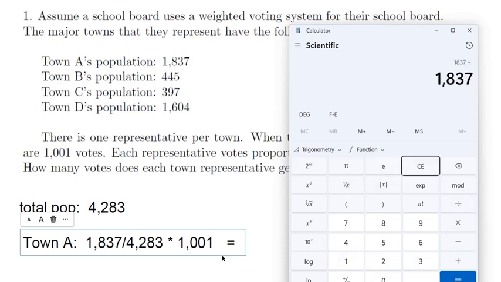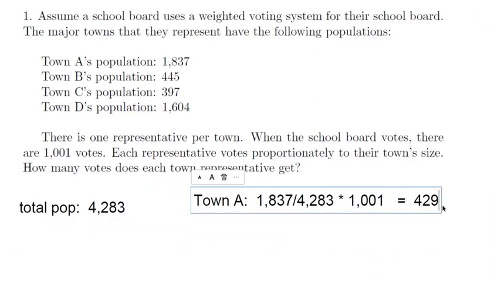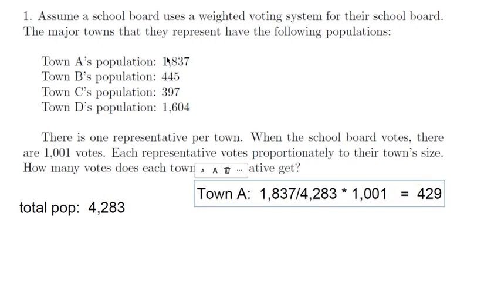1837 divided by 4283 times 1001. So town A, if we round, is going to get 429 votes. So when that person votes, it counts as 429 points worth because they're representing more people than town B.